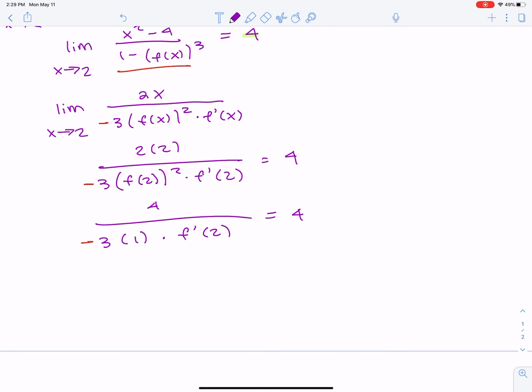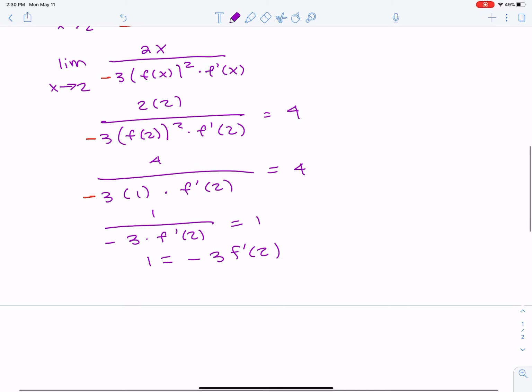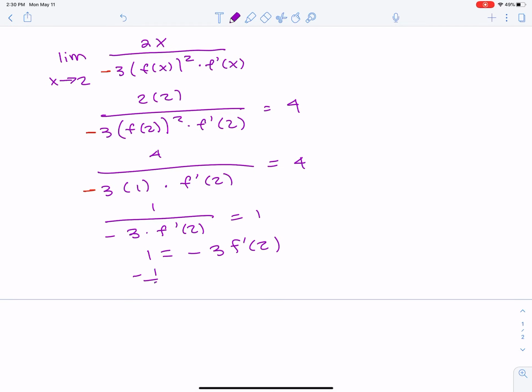Okay, so let's see what we got here. So this simplifies as 1, and this is 3 times f prime of 2 equals 1. So we end up getting 1 equals negative 3 f prime of 2. Divide both sides by negative 3, and I get negative 1/3 equals f prime of 2.